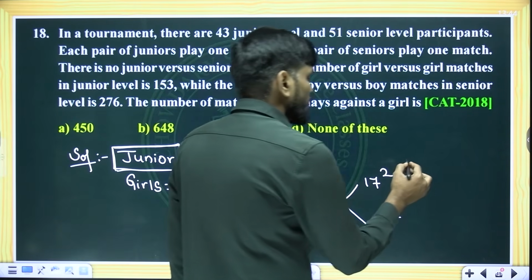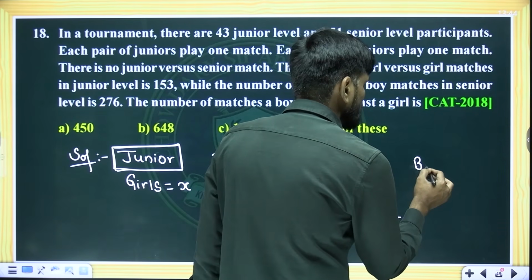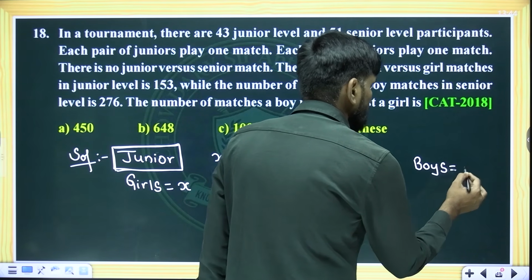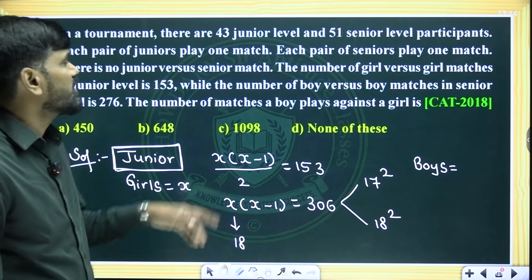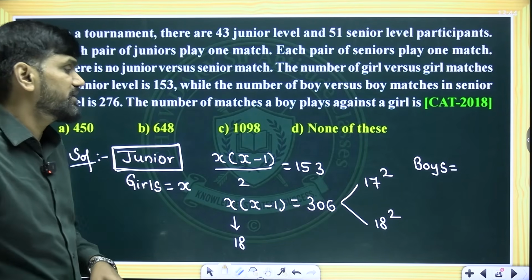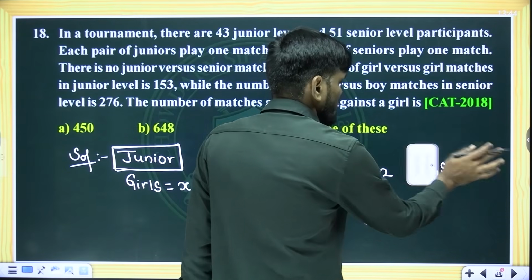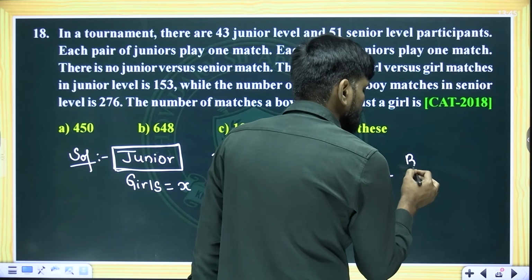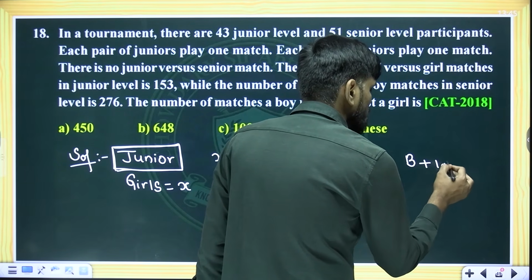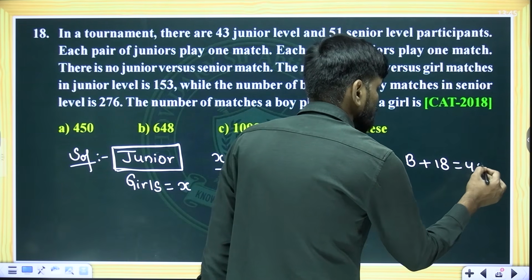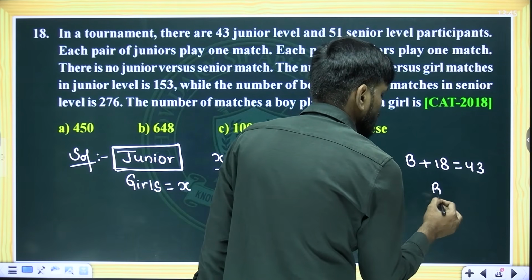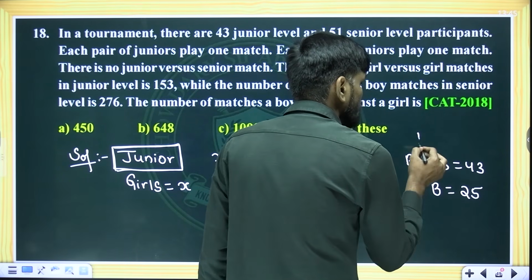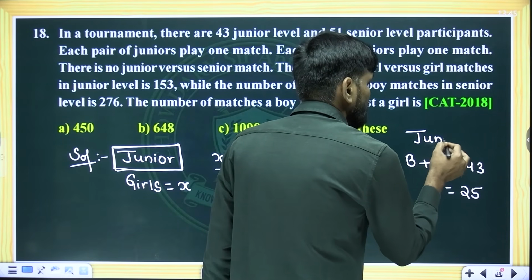So, boys in junior is equal to how many, dear? Total boys and girls together in junior level is 43. As girls are 18, boys have to be how much? So, here I can say that the number of boys plus girls in junior is equal to 43. From this I can say that boys in junior is equal to 25. Boys in junior is equal to 25.